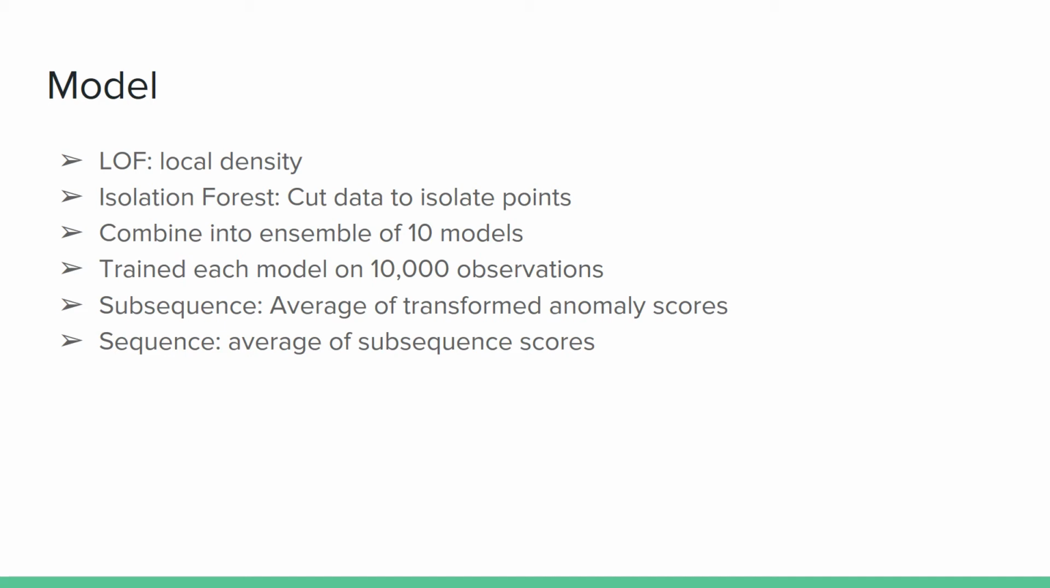And in order to generate a subsequence anomaly score, we averaged across the anomaly scores generated by the models. We also tried a specification where we dropped the highest and lowest score, but we found that that didn't really change performance at all. And then, of course, the sequence anomaly score was just an average of the subsequence scores. In this case, it's effectively an average of averages.